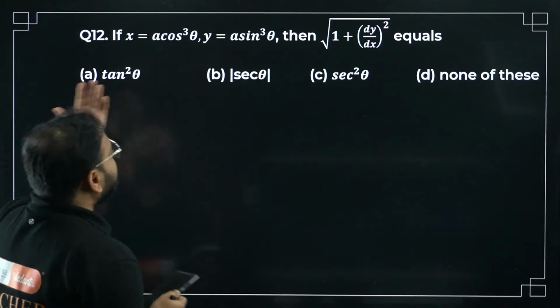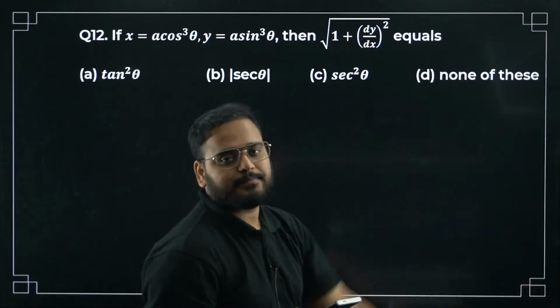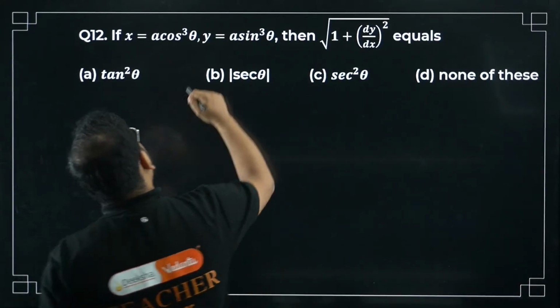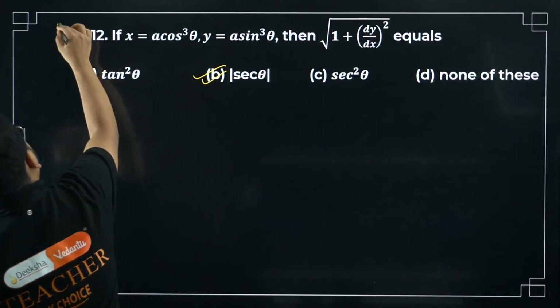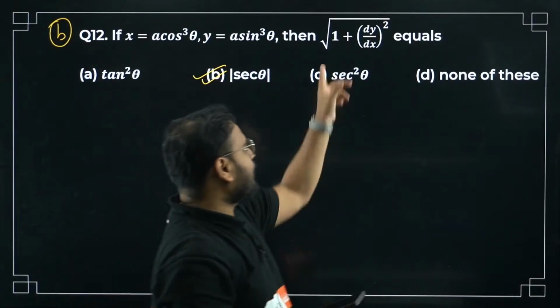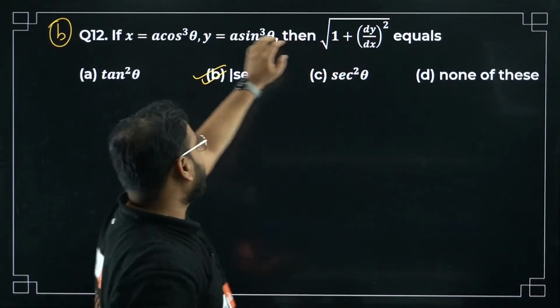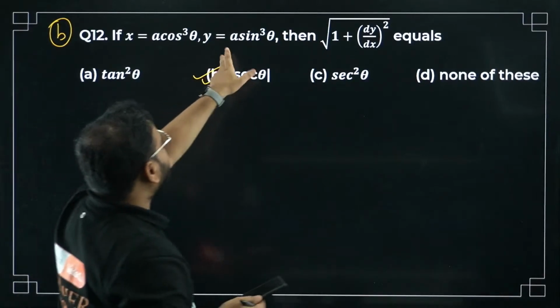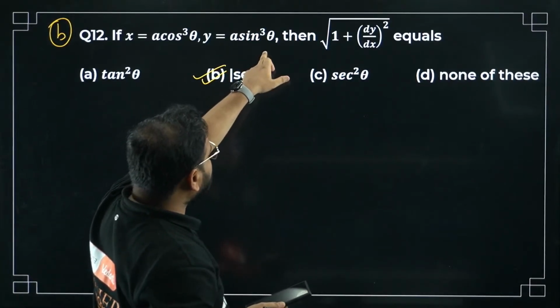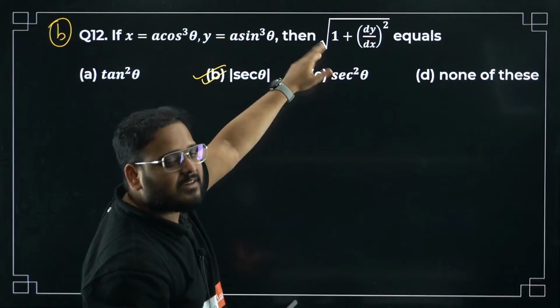You shouldn't even solve it. This should be a direct answer. Come on. Answer is option number B, sir. Directly, sir. How come? Think about it. 1 plus this is square. Derivative of this, you'll have 3a sin square theta times cos theta.